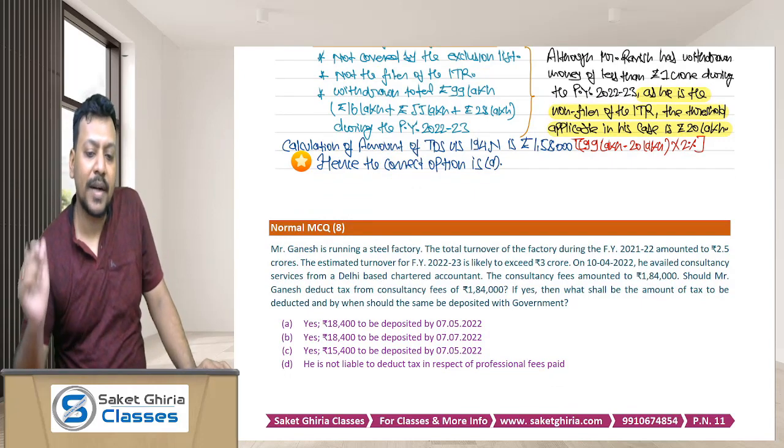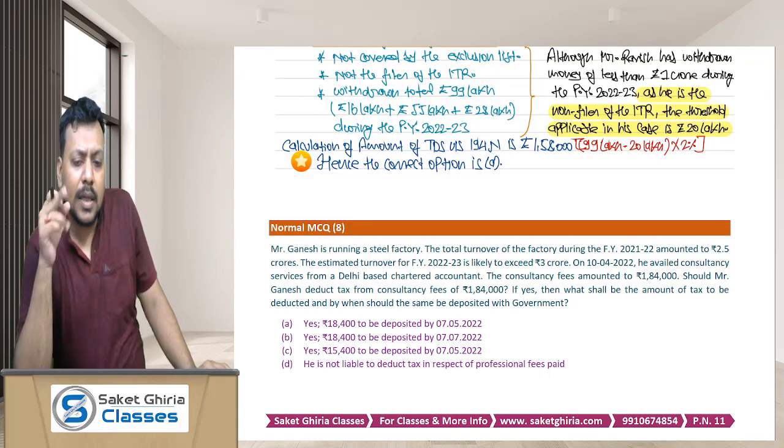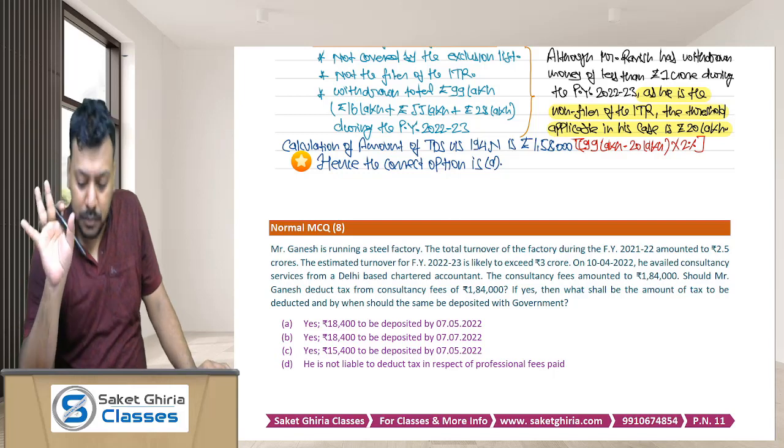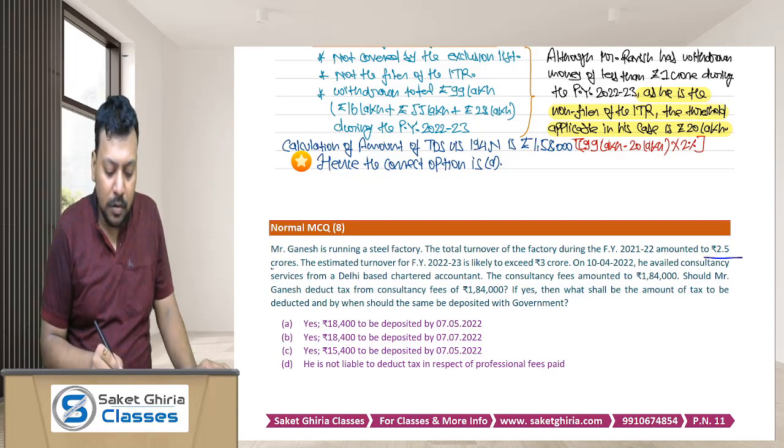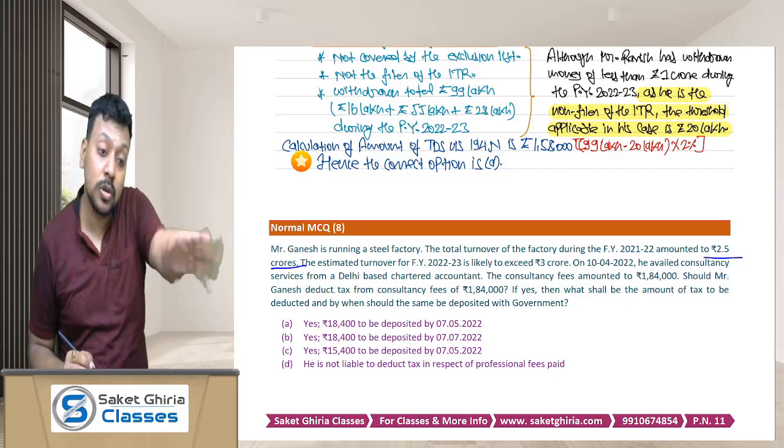Ganesh is running a steel factory, meaning an individual or HUF. The total turnover of the factory in financial year 21-22 amounts to 2.5 crore. Mr. Ganesh's turnover from the factory is rupees 2.5 crore, exceeding rupees 1 crore. So Mr. Ganesh is subject to most of the TDS provisions.